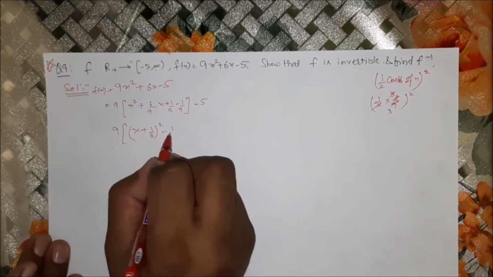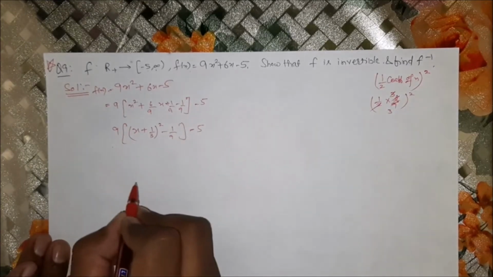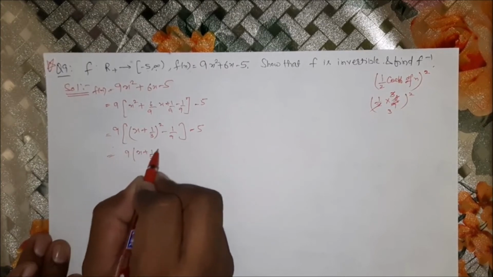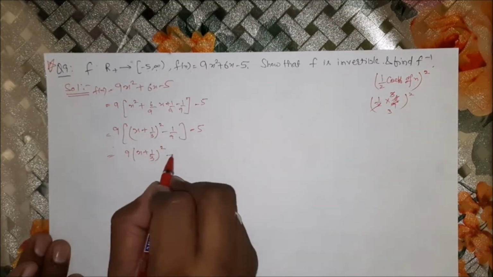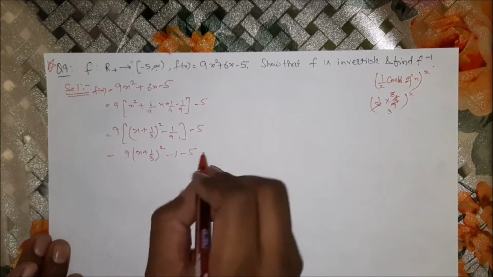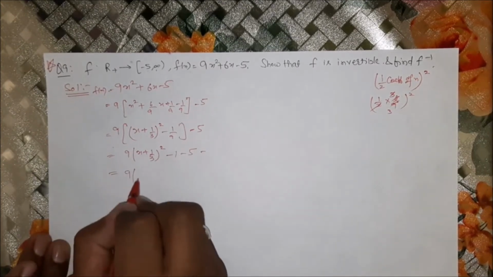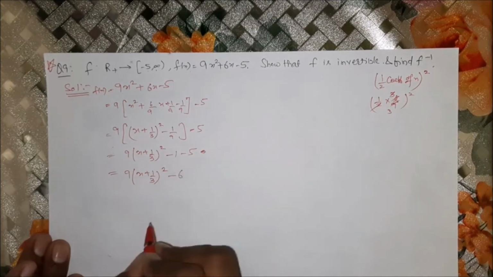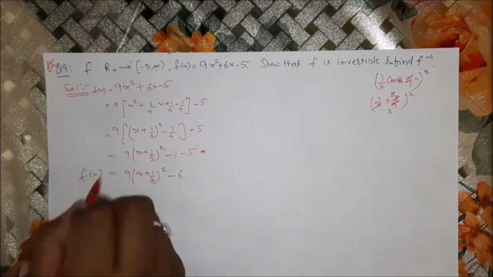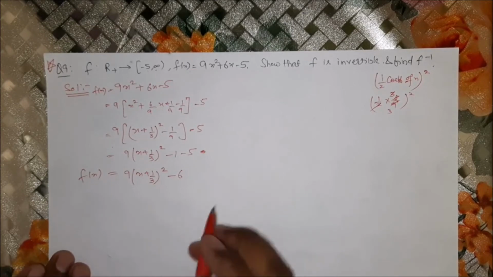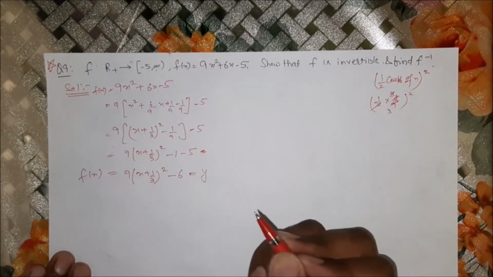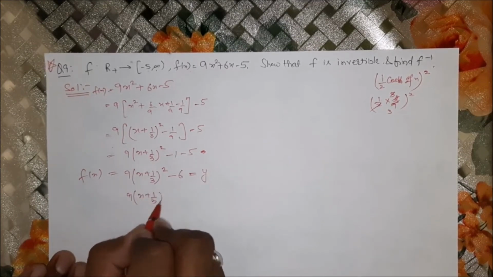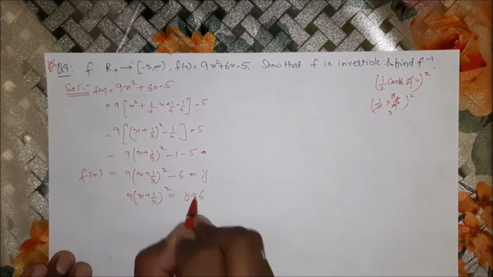Open the bracket, 9 into (x plus 1 by 3) whole square. 9 and 9 get cancelled, you will get minus 1 and minus 5. Further we can say it is 9 into (x plus 1 by 3) whole square minus 6. Right? So now you will proceed as we have discussed earlier. Let us say this value is equal to y. Now we will find the value of x. 9 into (x plus 1 by 3) whole square is equal to y plus 6.